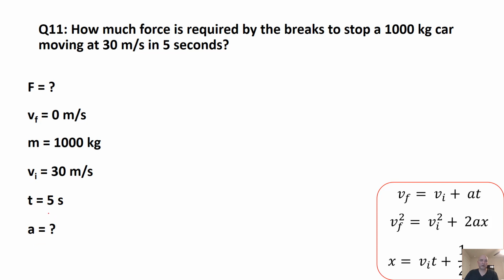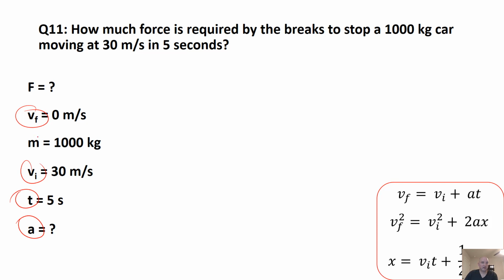And now we're going to need acceleration because we're trying to find force. We have mass right here. So if we know acceleration, and we can figure this one out, then we have the M and A to do the F equals ma equation. So let's go ahead and figure out our acceleration. We're going to use the variables we have here.